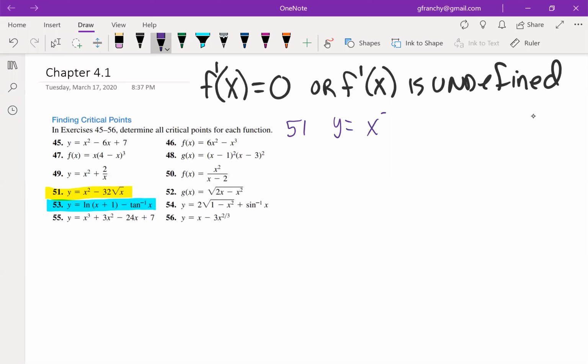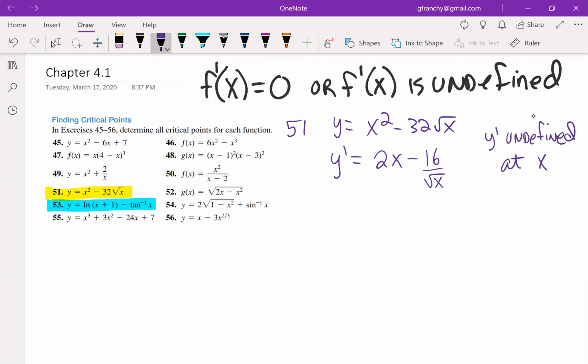We got y equals x squared minus 32 root x. That means our derivative here is 2x minus 16 over square root of x. And our derivative is undefined at x equals 0.